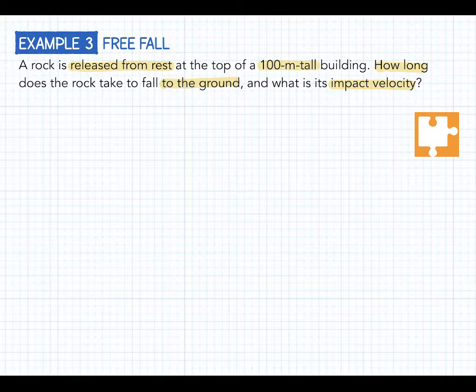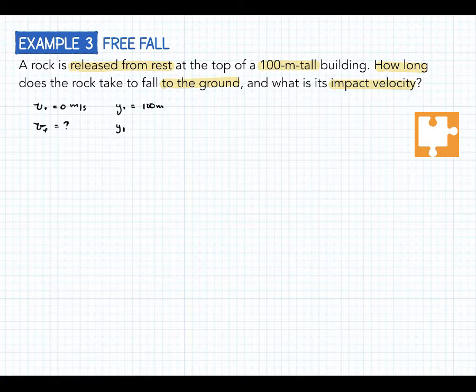So we know that a rock is released from rest, means that our initial velocity is going to be equal to 0 meters per second. We know that our initial position is going to be 100 meters. We don't know what our final velocity is, but we're going to need to find it, because this is the impact velocity. And we know that our final position is the ground, so we'll call that y1.